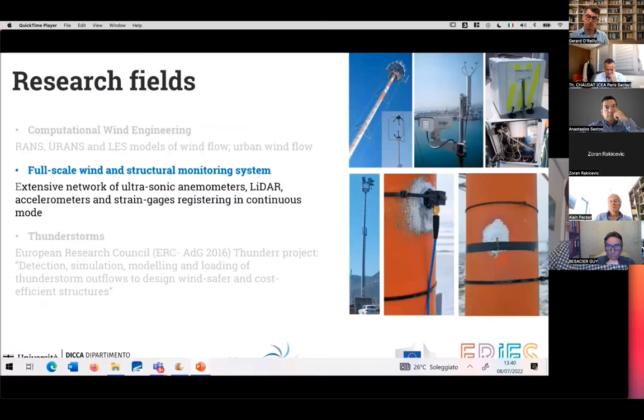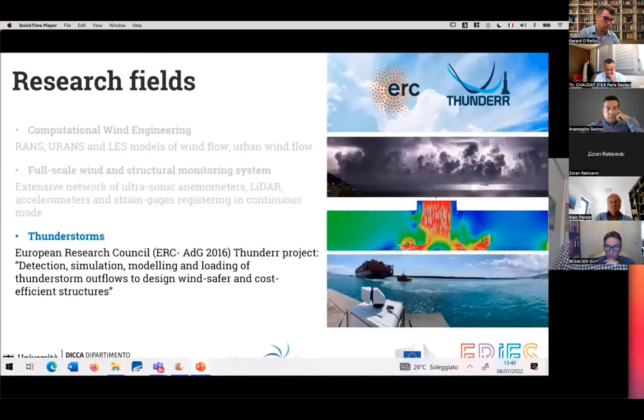extensive network of instruments recording wind in the free field, and the study of thunderstorm in the framework of the ERC Thunder project aimed at detection, simulation, modeling, and loading of thunderstorm outflow. The team is available to support the user developing research in our laboratories.